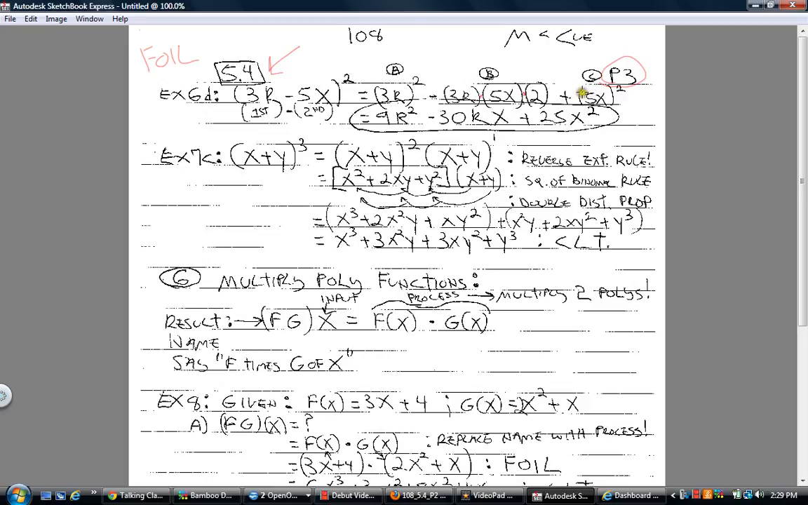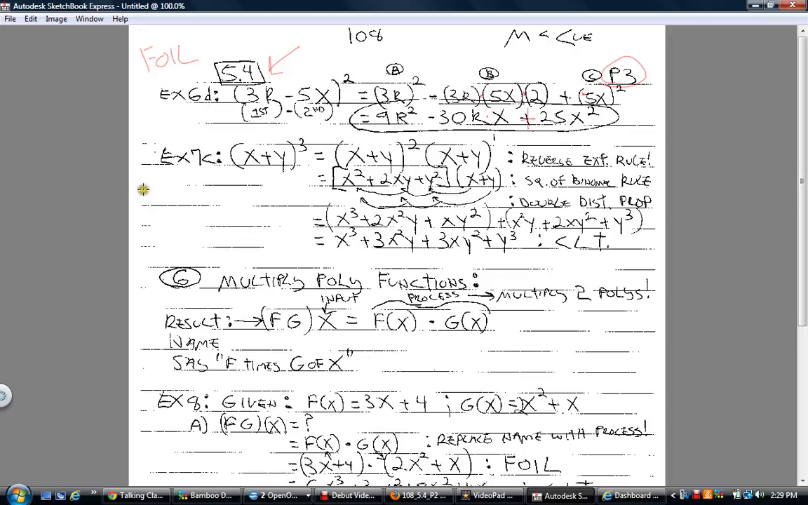Finally, take the second term, which is 5x, and square it. Even if you stick the negative in there, it doesn't matter, because a negative or a positive squared is going to give you a positive. So 5x squared is 25x squared. 3r squared is 9r squared. Over here, you get negative 3 times 5 times 2, which turns out to be negative 30. R and x, you multiply them out, and there's your answer.